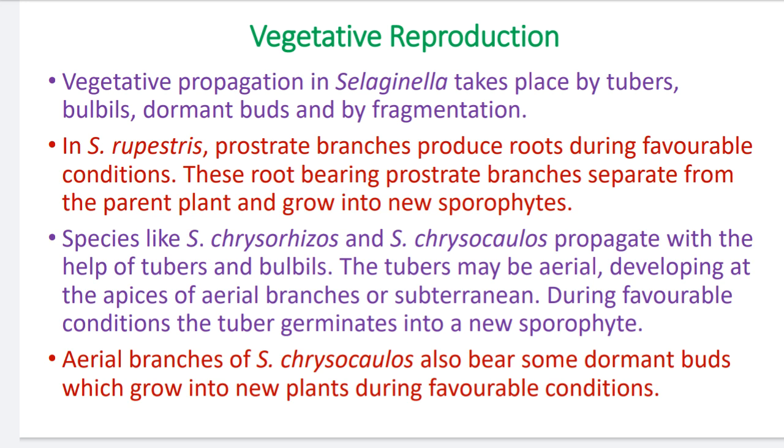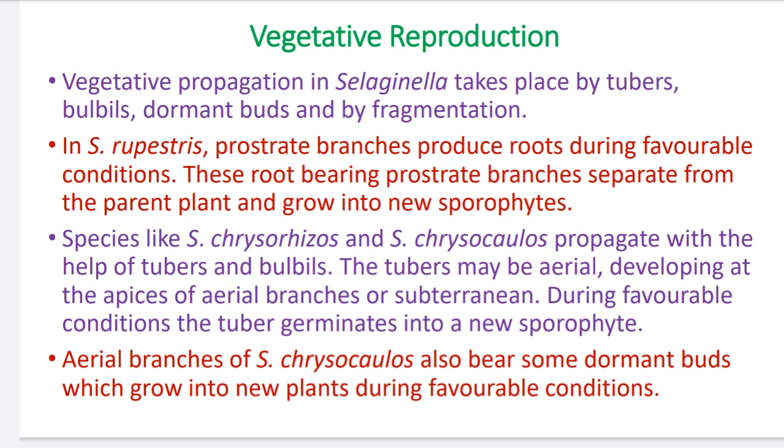Number 2. In Selaginella rupestris, prostrate branches produce roots during favorable conditions. These root-bearing prostrate branches separate from the parent plant and grow into a new sporophytic plant body of Selaginella. So this is the vegetative reproduction caused by the prostrate branches.